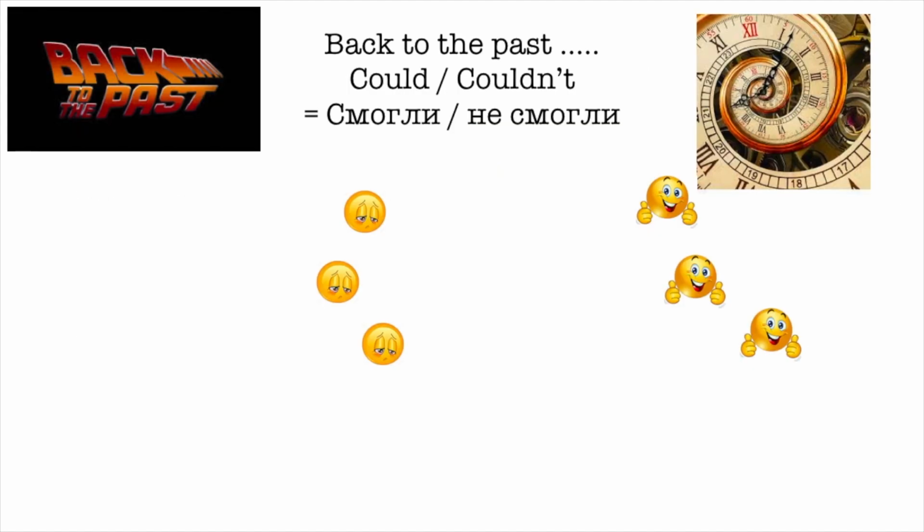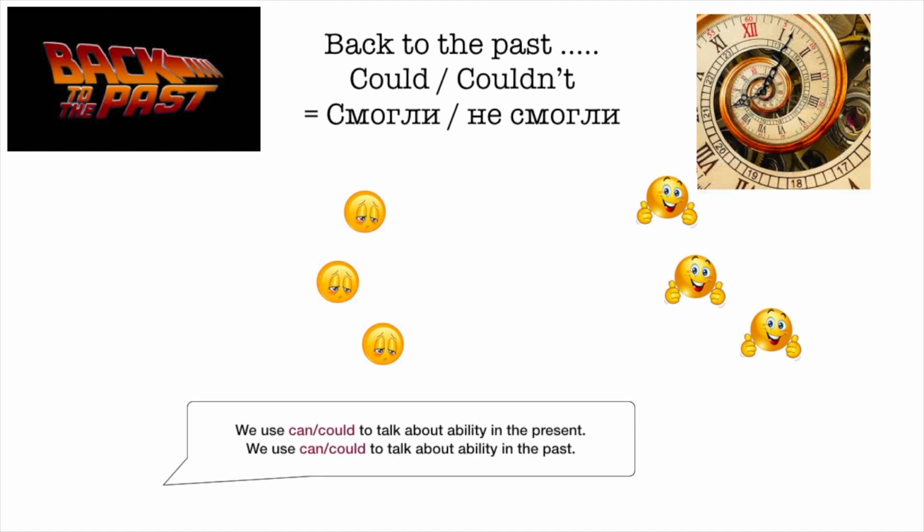Okay, everybody, we're moving on to the second part of our webinar. So, before we talked about can and can't, what you can do now, but now we're going to go back to the past. So, here we go. Okay, we use can to talk about ability in the present. Okay, we can use could to talk about ability in the past. All right, can about the present, could about the past.